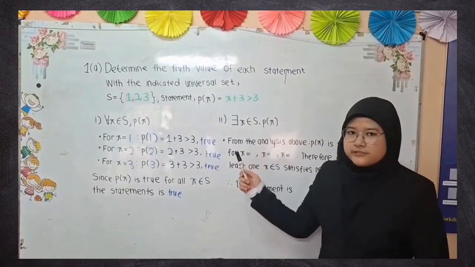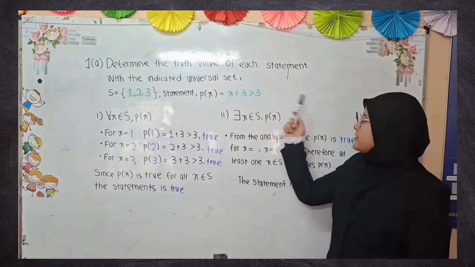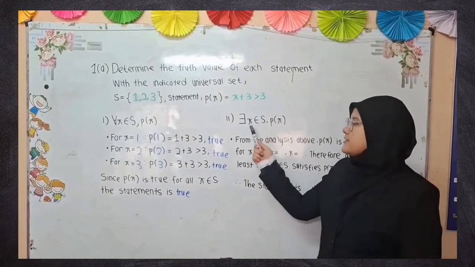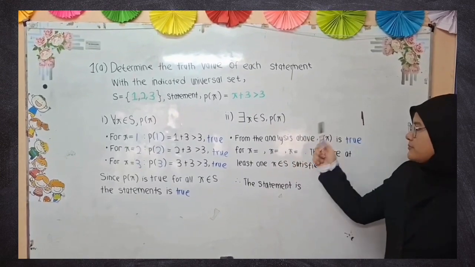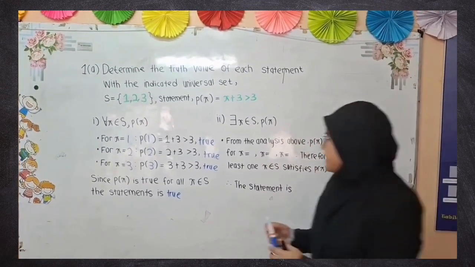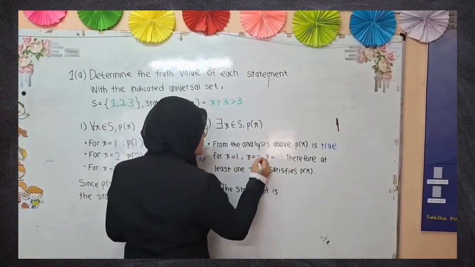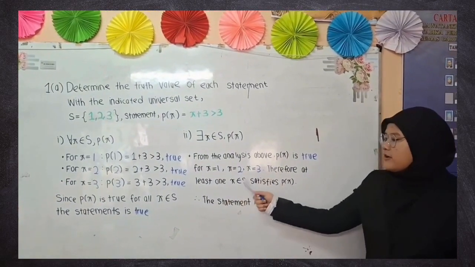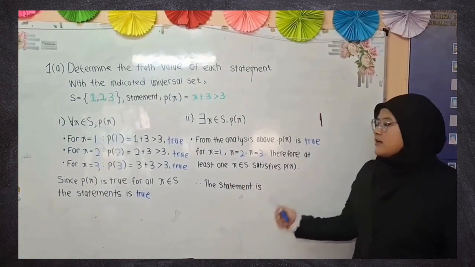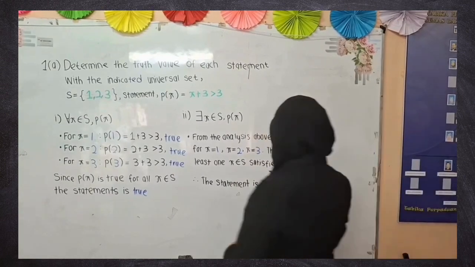The existential quantifier asks if there exists at least one x belonging to S such that p(x) is true. So from the analysis above, p(x) is true for x equal to 1, 2, and 3. Therefore, at least one x belonging to S satisfies p(x). So the statement is true.